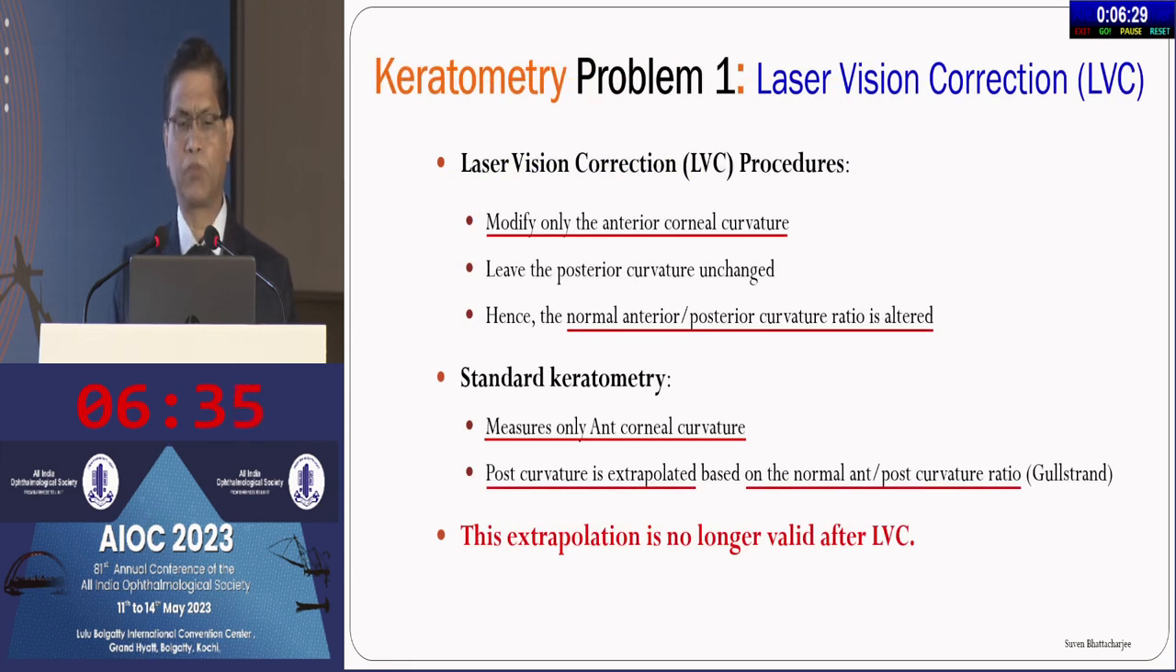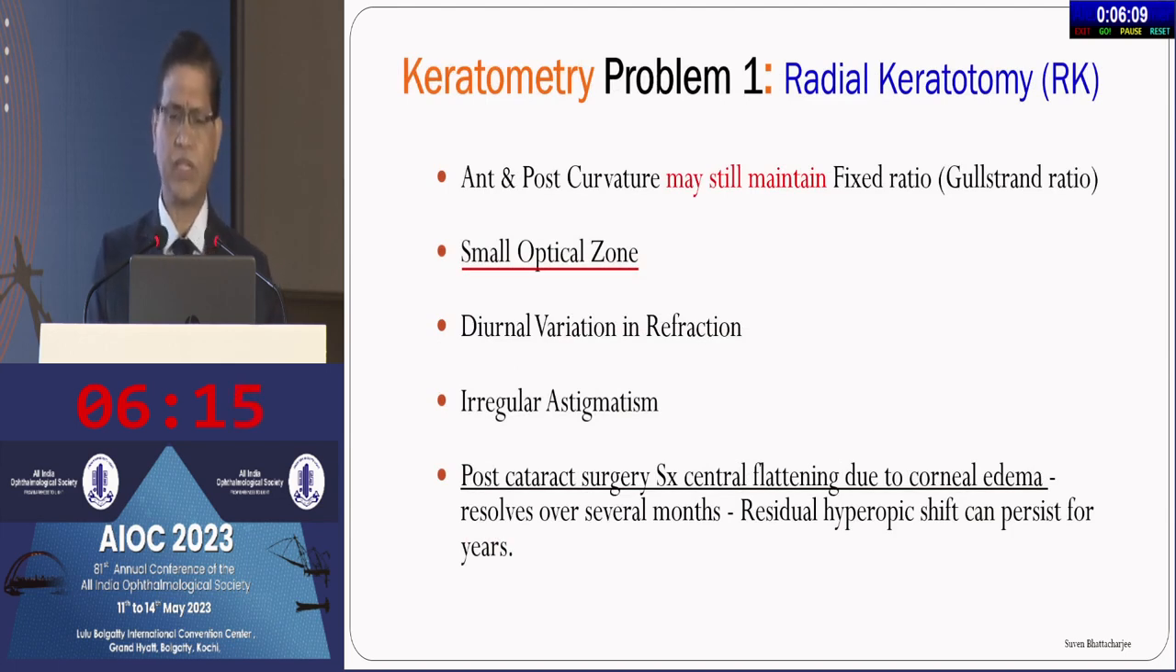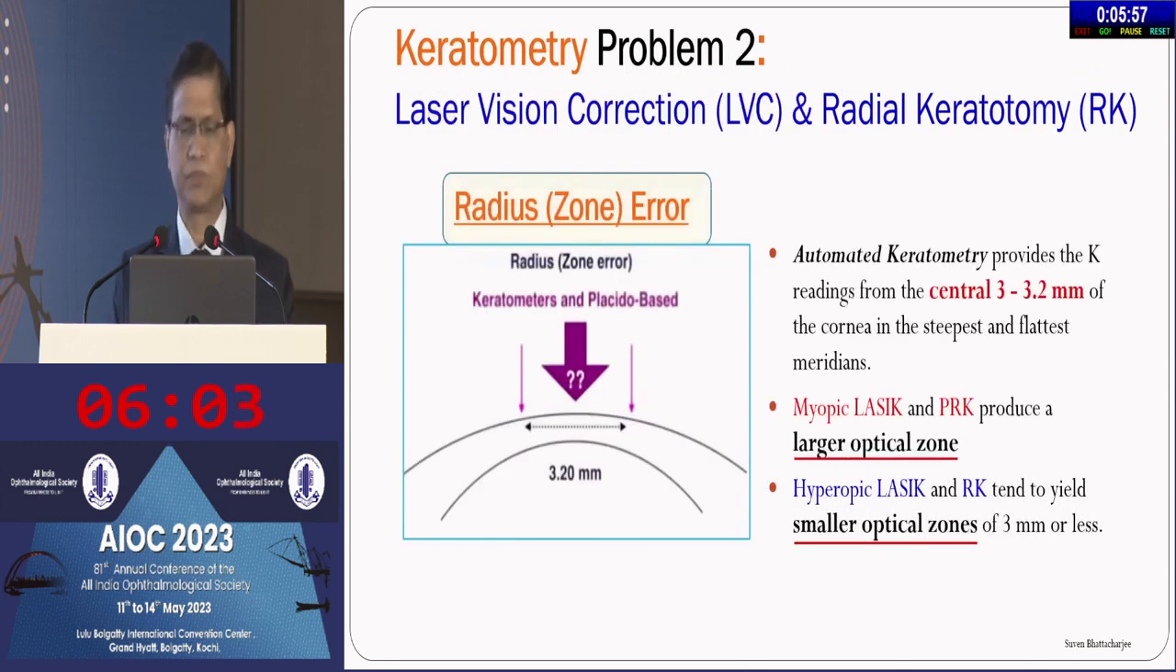Now, the problem with keratometry in laser vision correction is they modify only the anterior surface. So the normal anterior-posterior curvature is altered. Standard keratometry measures only the anterior corneal curvature. The posterior curvature is actually derived or extrapolated from that. And this extrapolation is no longer valid after a laser correction. In radial keratotomy, the anterior-posterior relationship may be maintained, but the optical zone becomes smaller, and there is a central flattening due to corneal edema also in the post-op phase.